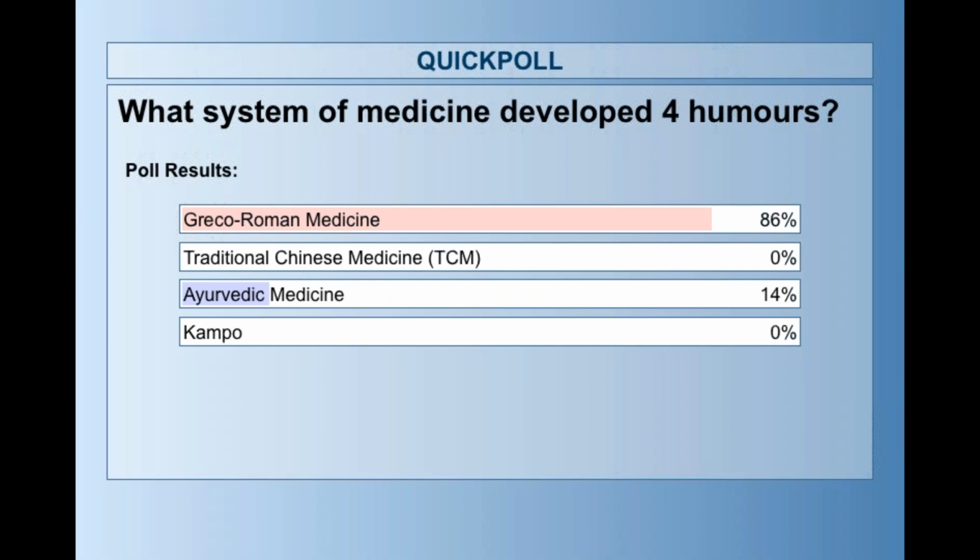Which of the following people is the father of modern medicine and developed humoral theory? I'm going to give you guys like 15 more seconds. You know what? I lied. That's good enough. Share results. Hippocrates.